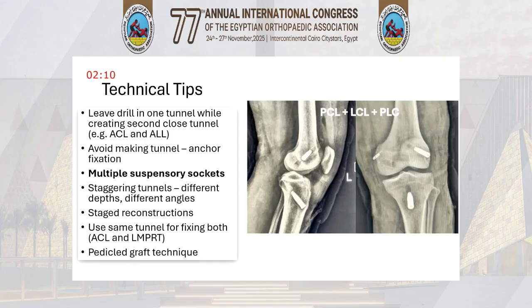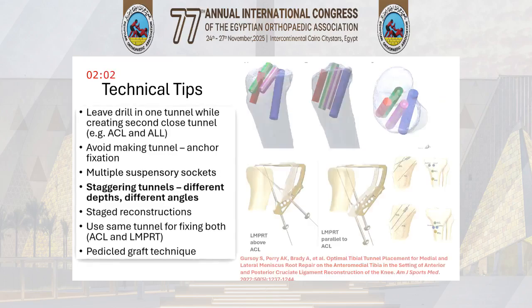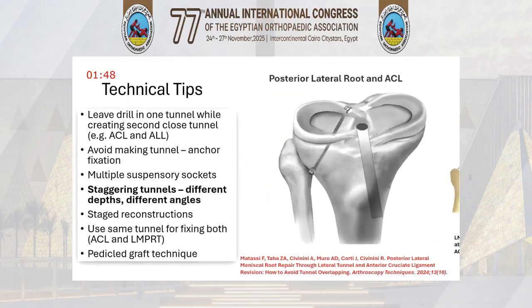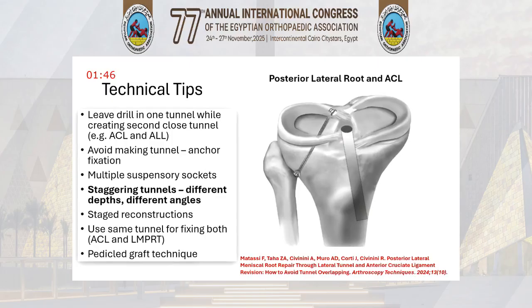This one is PCL, LCL, and PLC. The lateral reconstruction was done using a modified Larsen technique. The next step is to adjust the tunnel direction and depth differently in the staggering technique. You can see the effect in this slide. This shows posterior root tunnel for the lateral meniscus and the ACL tibial tunnel.